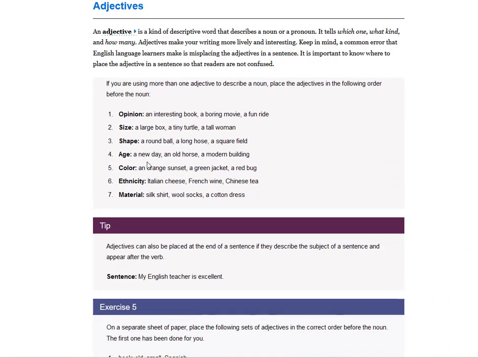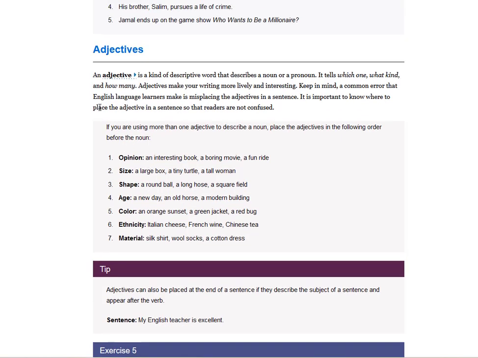Adjective. An adjective is a kind of descriptive word that describes a noun or pronoun. So you have to memorize the definition. It tells which one, what kind, and how many. Adjectives make your writing more lively and interesting. Keep in mind, a common error that English language learners make is misplacing the adjectives in a sentence. Because in English, adjectives, for the most part, come before the noun.